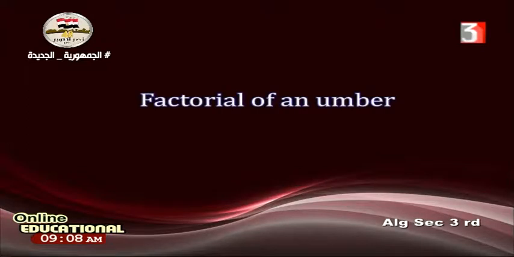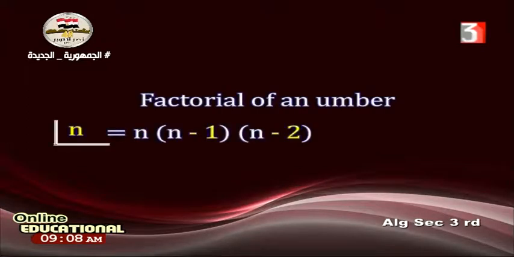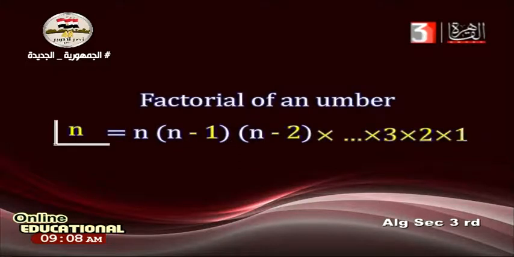Now we deduce that factorial of n number. Factorial n means n multiply n minus 1 multiply n minus 2, down to 3 times 2 times 1. This is called factorial n.